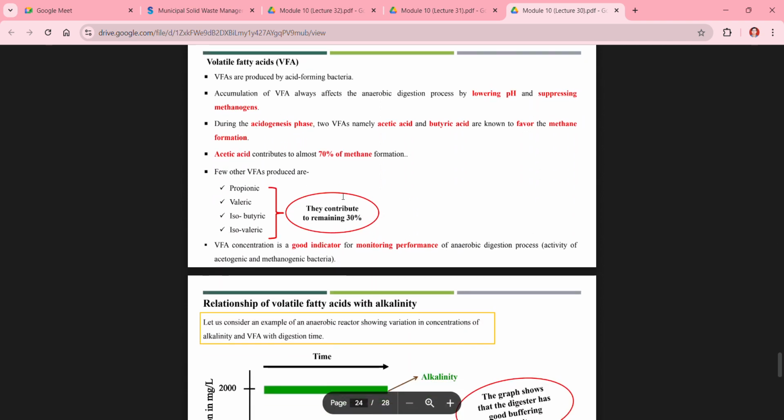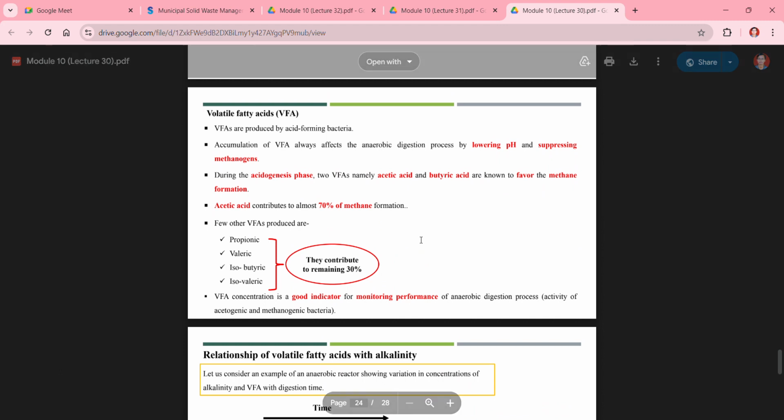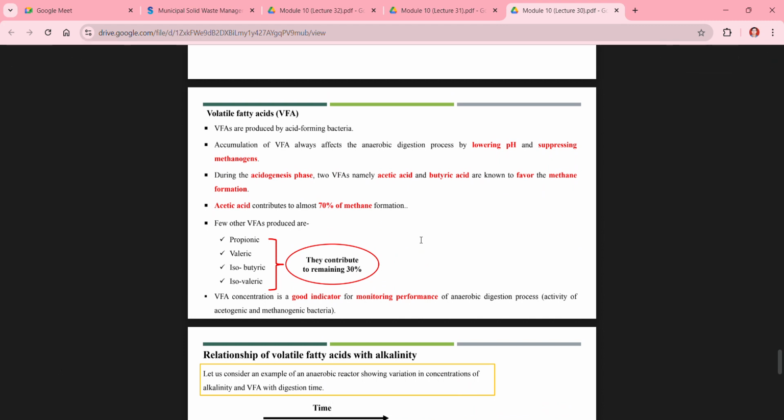Okay, then there is one more factor, volatile fatty acids. Fatty acids have to be maintained for the formation of acetic acid because these fatty acids are responsible for the acidogenic process, producing acetic acid and butyric acids. The acids produced during the acidogenic process are going to get converted into methane gas during the methanogenesis process. So we need an optimum amount of acetic acid and butyric acid formation during the process for the proper formation of methane gas.